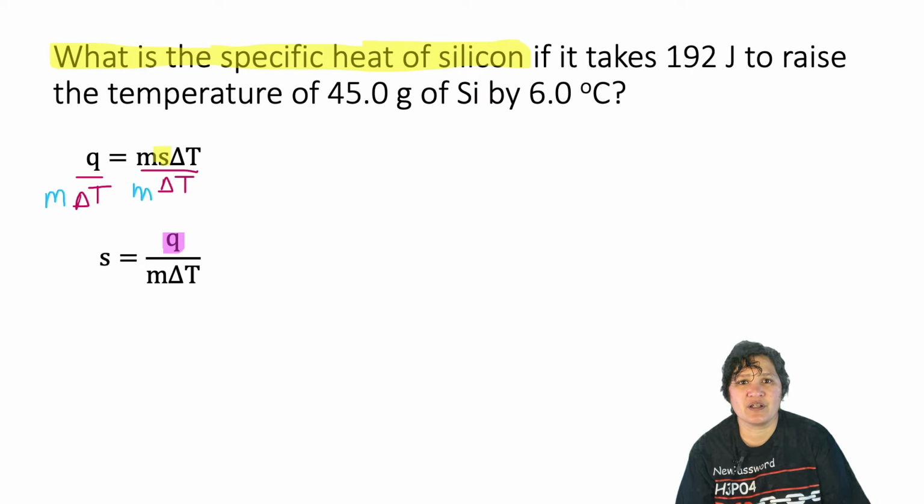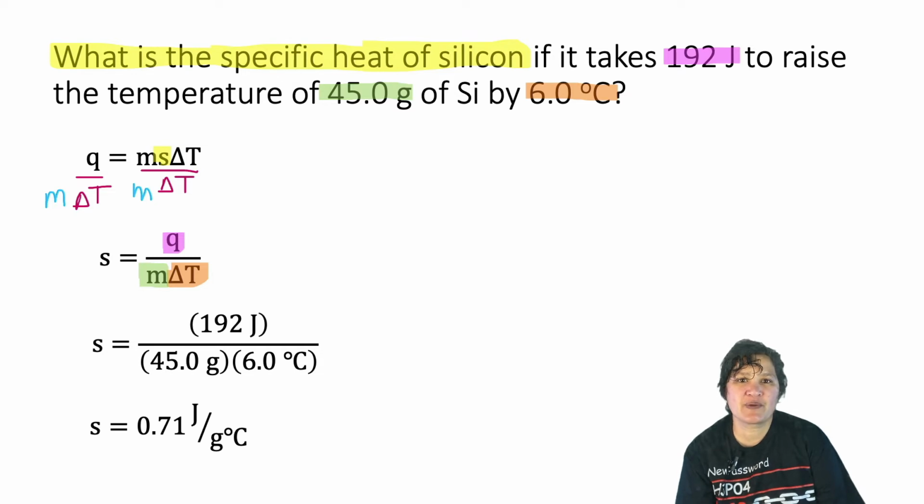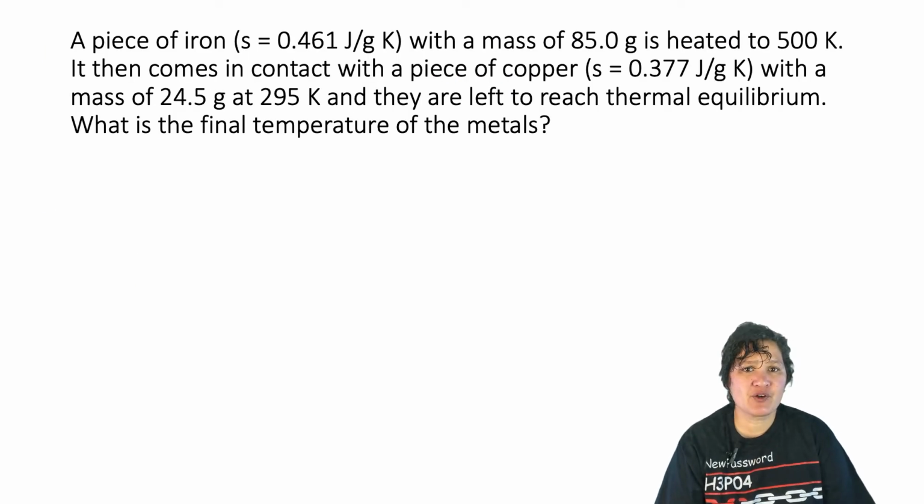Q is heat energy. Although there's nothing in the problem that actually says the word energy, there's this bit here that has the unit of joules that tells us it is an energy measurement. Our mass is 45 grams and our change in temperature is 6 degrees. Let's plug those numbers into the equation. Running them through the calculator, we get a specific heat value for silicon that is 0.71 joules per gram degree Celsius.